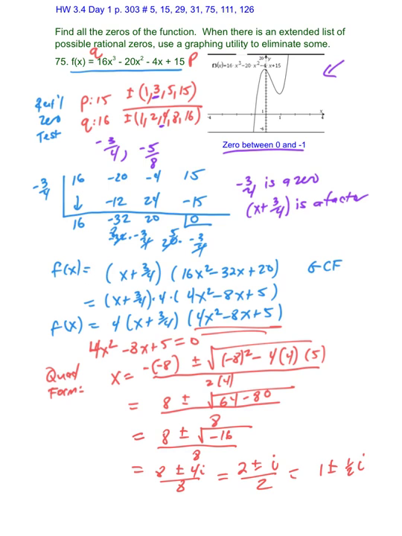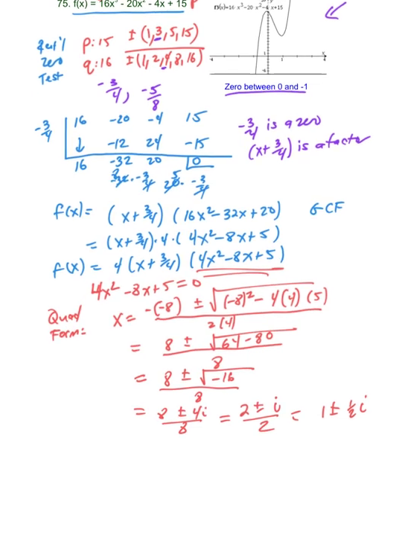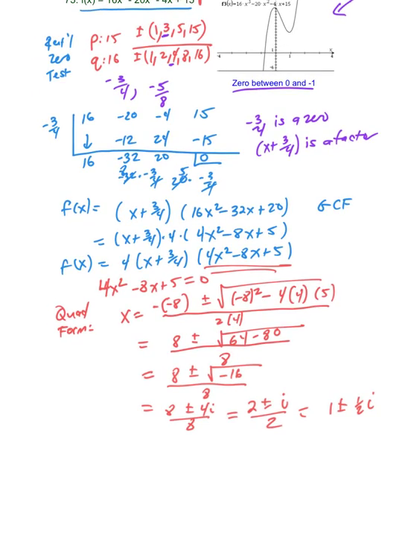So to finish up, we're supposed to make a list of zeros, and we'll write that down here. So the list of the zeros are the one that we verified with synthetic division, which was negative 3/4. And then these two imaginary zeros, which are 1 plus or minus 1/2 i.